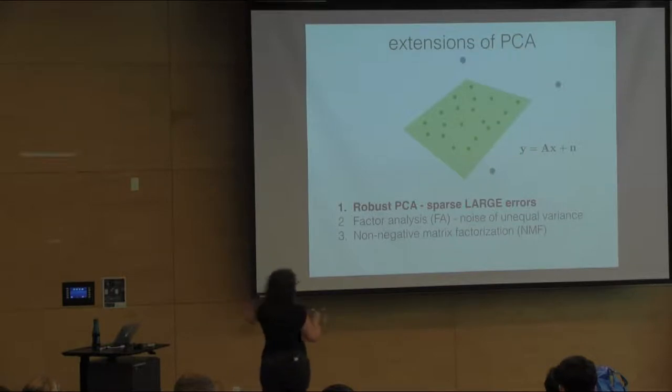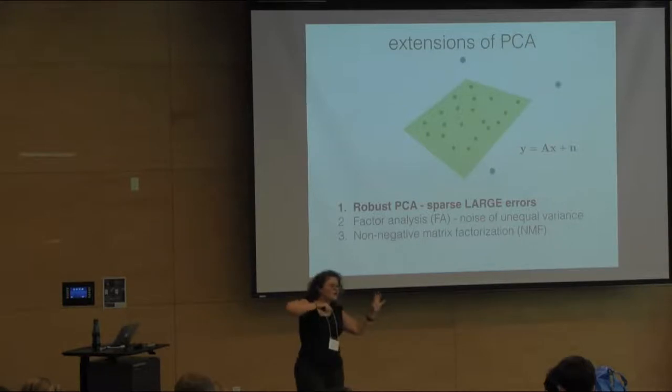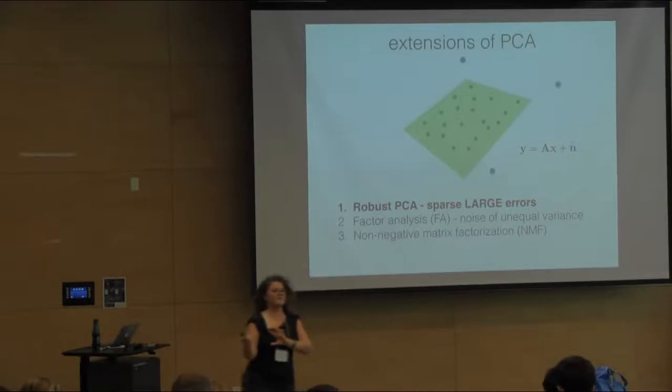And so robust PCA just assumes a small number of data points live off of the plane, and so you have a way of handling that. So it's sort of outlier rejection combined with PCA. You could think about it in that way.